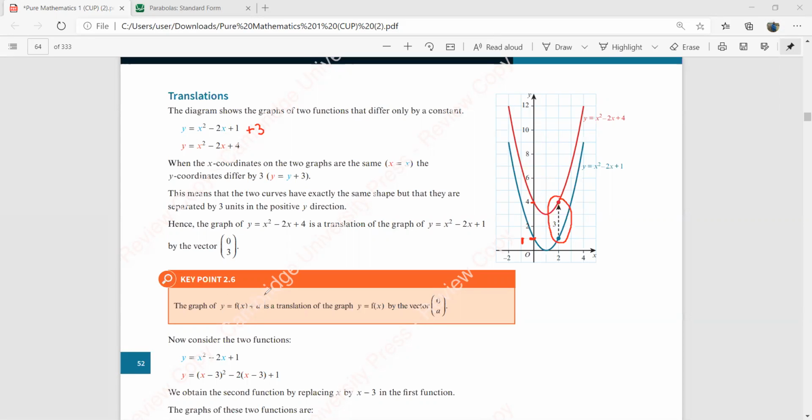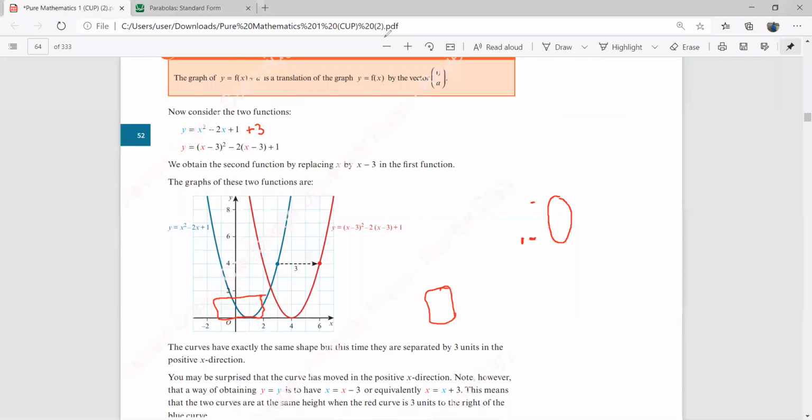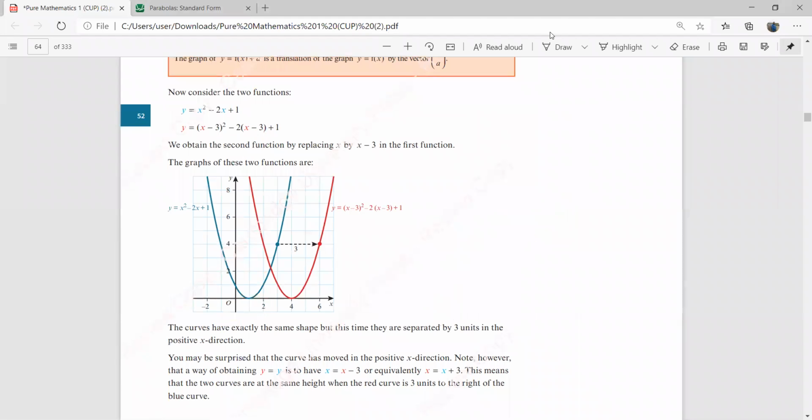Okay, so it's summarizing it: the graph of y is equal to f of x plus a is a translation of the graph y equal to f of x with the vector (0, a). Okay, and you can look at this as well over here. You see, this is y is equal to x square minus 2x plus 1. Can you see that now this x square has been written as (x minus 3) whole square. This minus 2x is minus 2 into (x minus 3). Like if it was y equal to f of x, now this is y equal to f of (x minus 3).